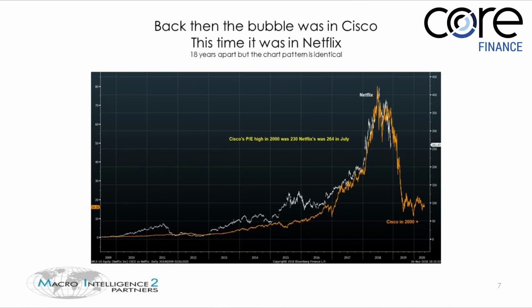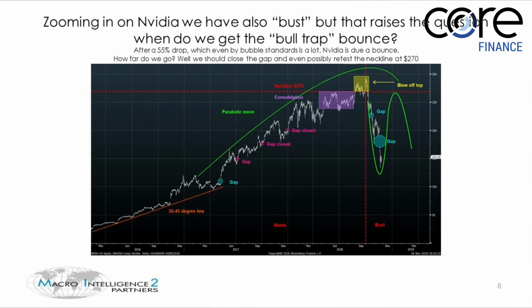Now, another one, if we zoom in and look at this chart pattern much more closely, is a name like Nvidia. Now, we flagged this on Twitter to people a couple of months ago, and we said, watch out, because when this thing drops, it's going to be falling quite rapidly. And what's interesting is, after the 55% drop that we've seen already, which even by bubble standards is quite a big drop, the thing that we're watching for now is that bull trap bounce.